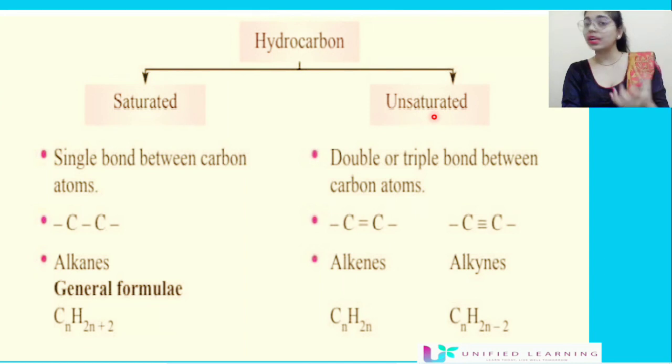If we talk about the unsaturated, here we have double bond and triple bond also. You can see the examples: the double bond is this and the triple bond looks like that. Alkenes and alkynes: in alkenes we have a double bond and in alkynes we have a triple bond. So CnH2n and CnH2n-2.